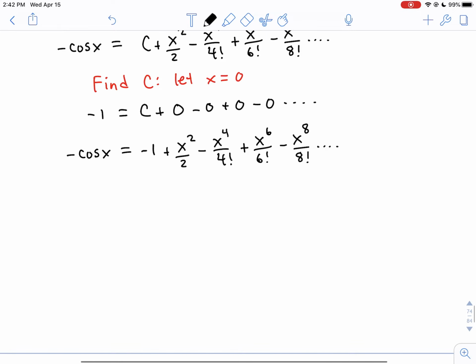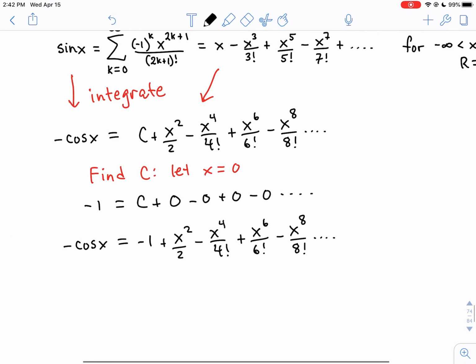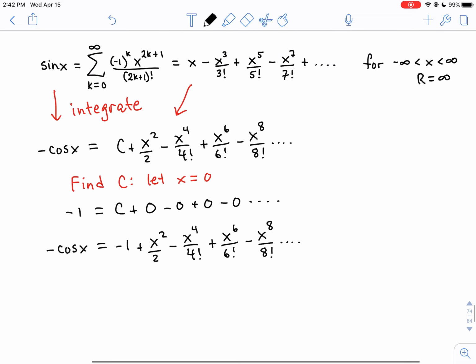Here's the series for negative cosine of x. Oh, and that doesn't change our radius, by the way. So if the radius here is infinity, which it is, then the radius of our new series will also be infinity. So it's going to converge for all choices of x.